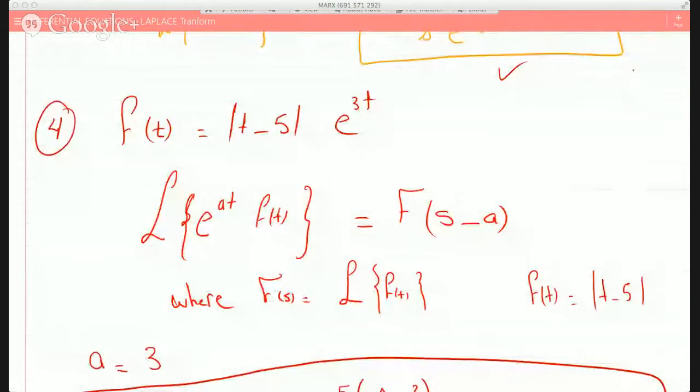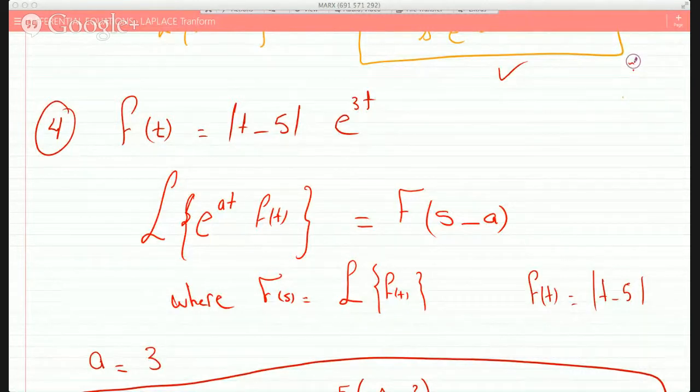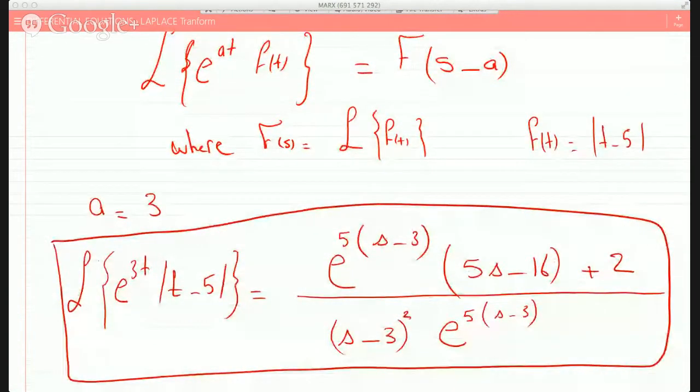So if you get here and you want to see, you can always go back to the previous question, and I've recorded this and I have the notes, where you could see all the steps for the Laplace transform of the absolute value of t minus 5. Then this question becomes super easy. It becomes one step of just replacing s in the Laplace transform of the absolute value of t minus 5. You just replace the s with s minus 3, and you get the Laplace transform of e to the 3t times the absolute value of t minus 5.